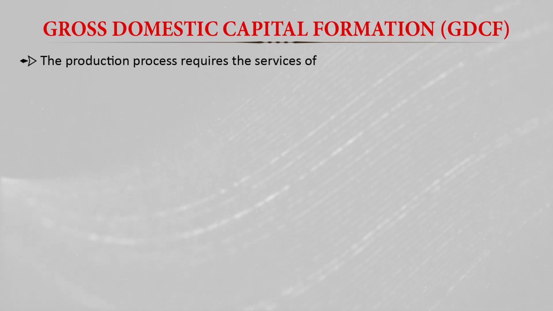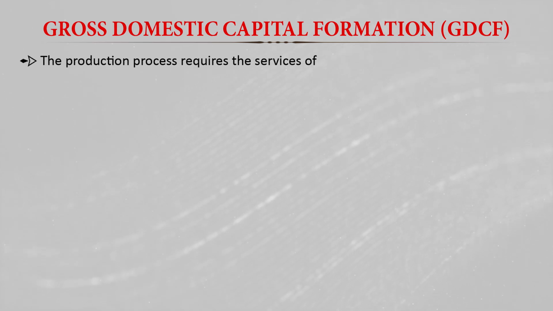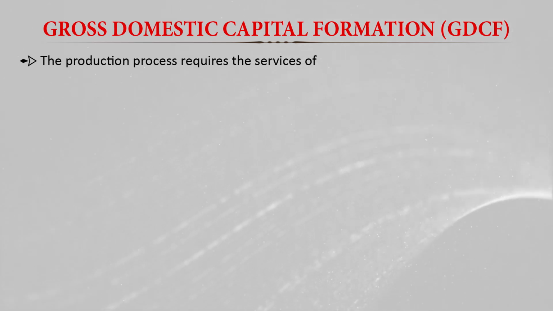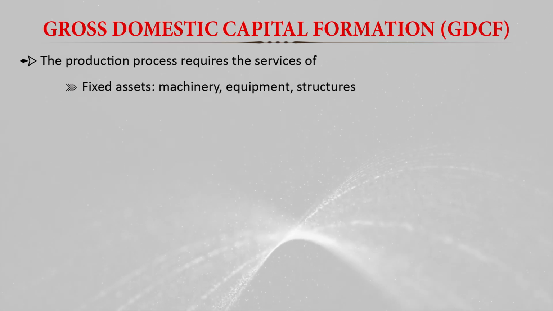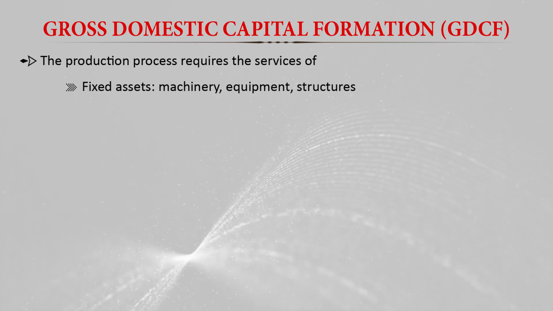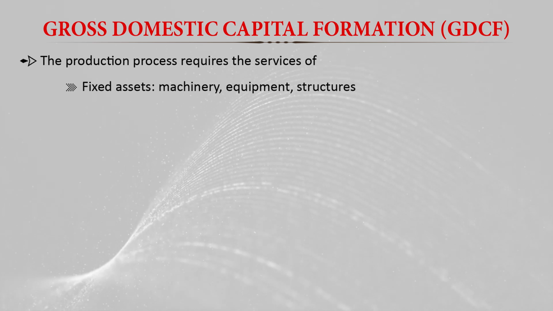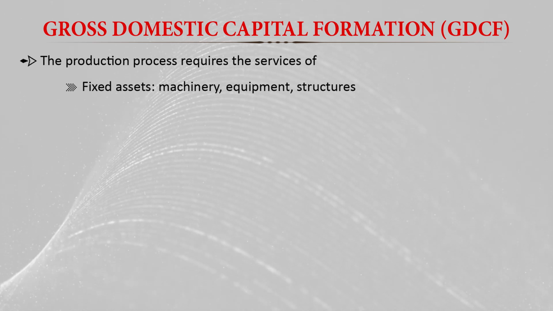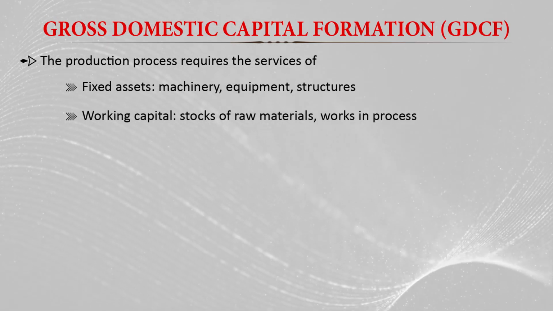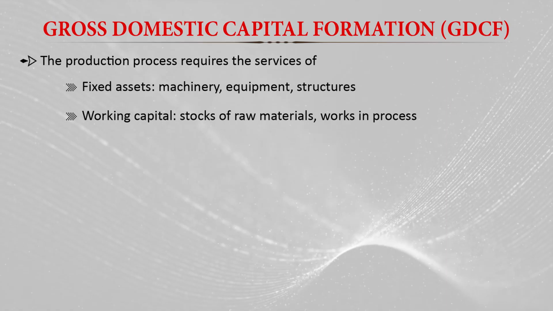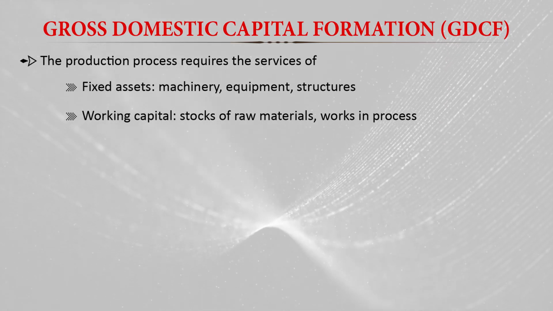Then another aggregate measure is the gross domestic capital formation, GDCF. The production process requires the services of different kinds of assets and capitals, like fixed capital, machinery, equipment, and structures of buildings or the land. They are basically the fixed assets. And the production process also requires the working capital, like stock of raw materials or work in process. They are basically the working capital.